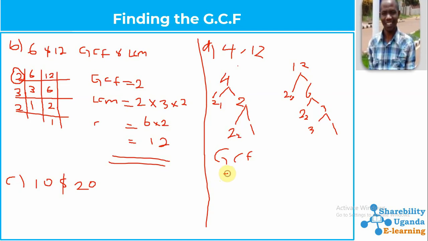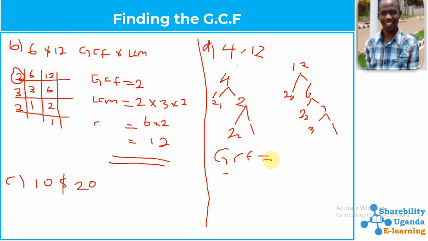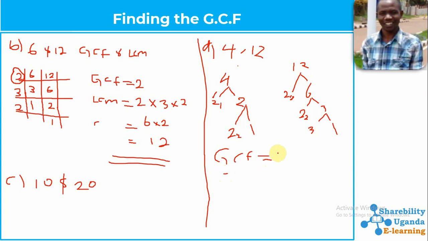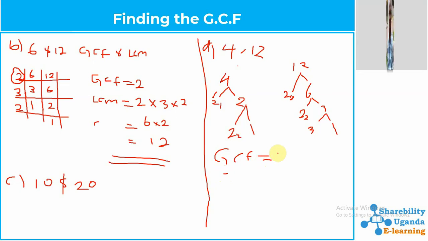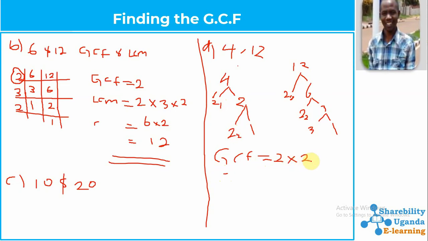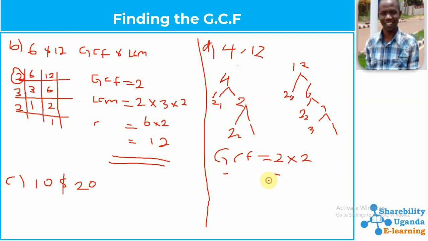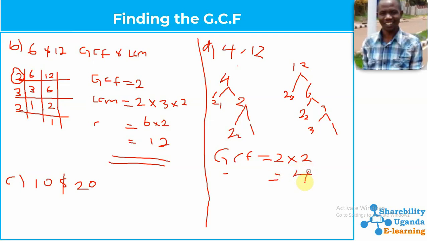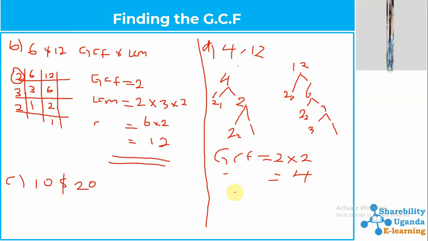So this is going to be equal to the numbers which can multiply the greatest common factor by using prime factorization. There are these numbers, a 2 and a 2, then also 2 and a 2. So we write 2 times 2. So our answer here is going to be equal to 4.